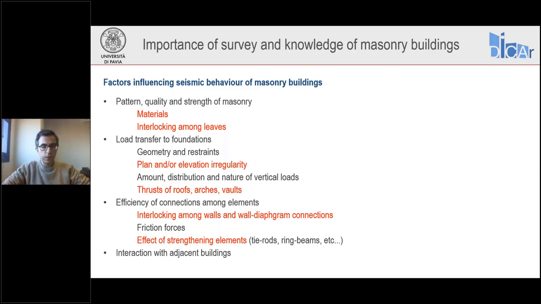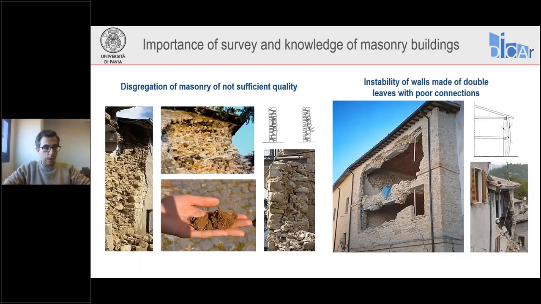So the aim of the survey part of the assessment is to get possibly knowledge of all these aspects, because these aspects can be potential weaknesses in the behavior of the building, and can also lead to damage during an earthquake. Now here you can see some examples of damage during an earthquake due to these factors that I was mentioning. For example, on the left you can see some collapses due to disaggregation of masonry, which is not of good quality. On the right you can see some collapses due to instability of walls, which are made of double leaves having poor connection.